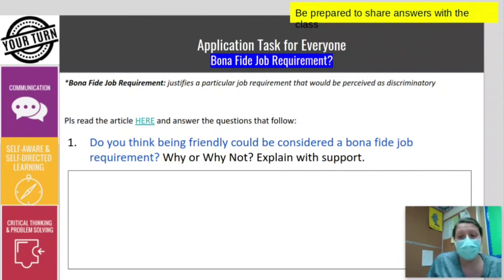There are not enough accommodations, excuse me, that can happen to allow someone with very poor vision to be able to do that job to the standard that it needs to be done at. Okay. Whereas other things that were perceived to be bona fide job requirements have been tested and have proved to not be an actual requirement because there are different supports that can be put in place to allow this person to do their job. Okay. So I'd like you to read the article of the particular situation, and I would like you to discuss, based off of your understanding of what discrimination is and what a bona fide job requirement is, if you believe that being friendly could be considered a bona fide job requirement. So go ahead and pause this video, fill this in, and then we will continue on.